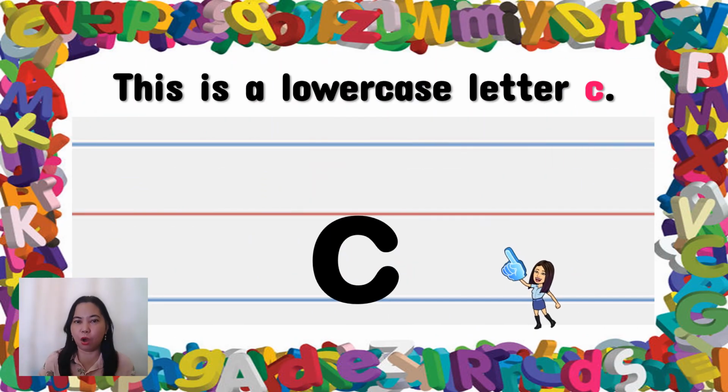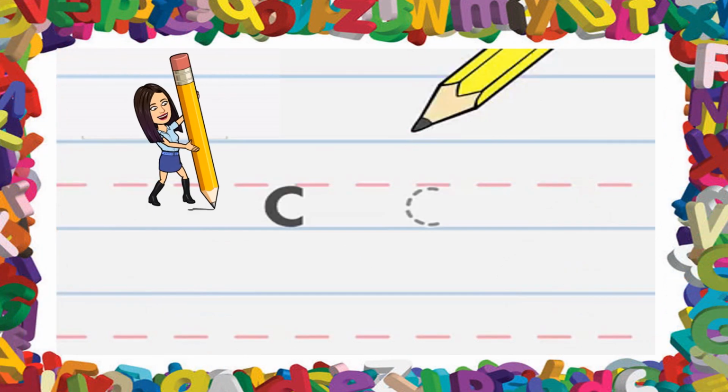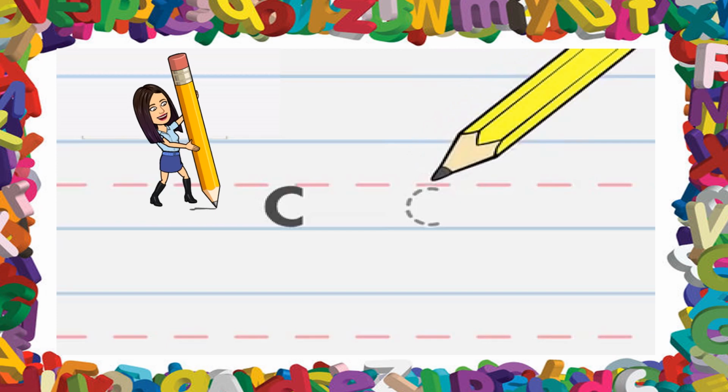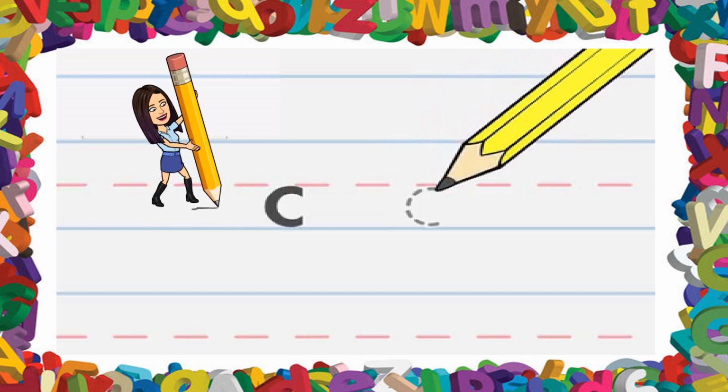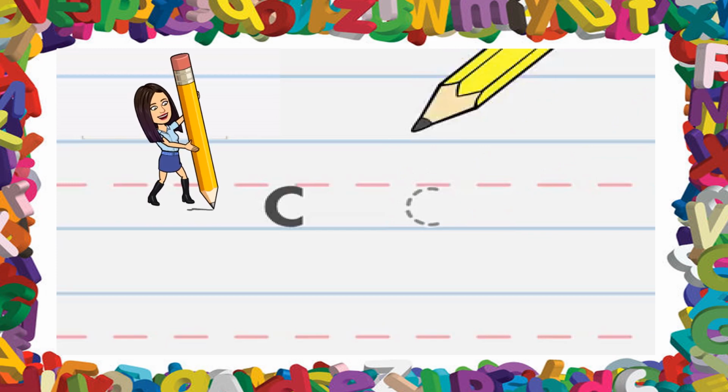This is a lowercase letter C. How to write the lowercase letter C? Use one stroke to write the lowercase letter C. Start below the red midline. Circle back left ending above the blue baseline.